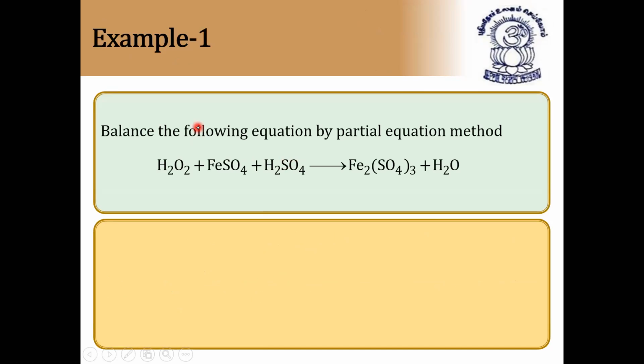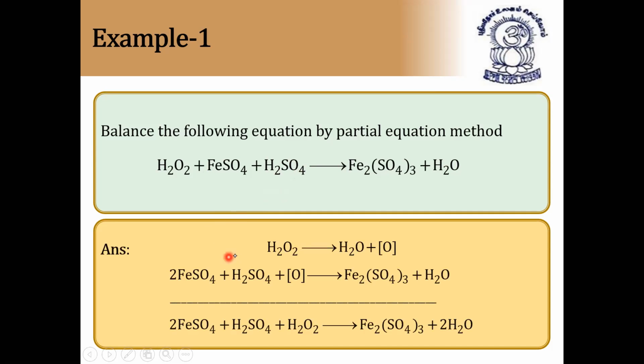Now, let us see. Balance the following equation by partial equation method. So this is the equation actually. Hydrogen peroxide combines with ferrous sulfate along with sulfuric acid to form ferric sulfate along with water. This is the equation which we are going to balance now. Since hydrogen peroxide, we already know, decomposes to form H2O plus nascent oxygen, this nascent oxygen combines with ferrous sulfate, because here two iron ions are there. So here we are adding two ions: 2FeSO4 plus H2SO4 plus [O] forms Fe2(SO4)3 plus H2O.